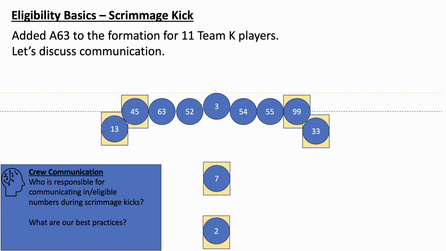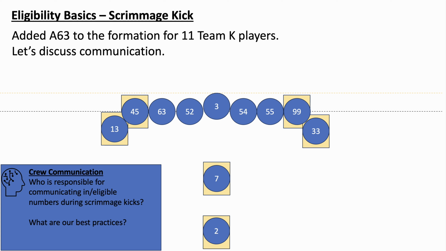Now, who is responsible? Let's talk about communication. And for this example here, just note, I did add an 11th player. Number 63 there is the left tackle, if you will. So let's discuss communication. So who's responsible for communicating eligible or ineligible numbers during a scrimmage kick? Well, in this particular case, we know that number 63, 52, 54, and 55 cannot touch a legal forward pass because of the number that they're wearing.